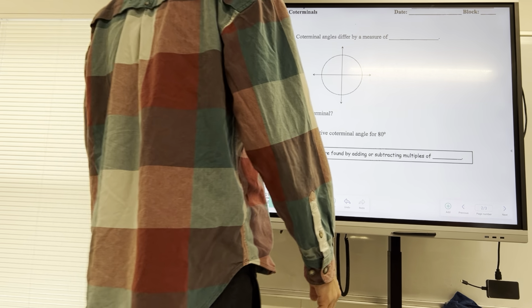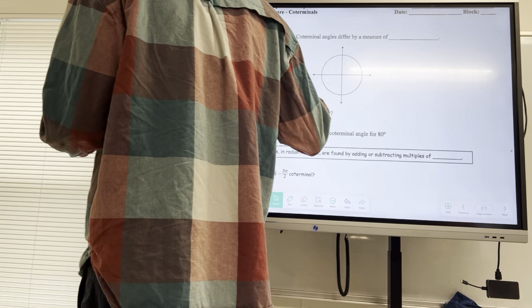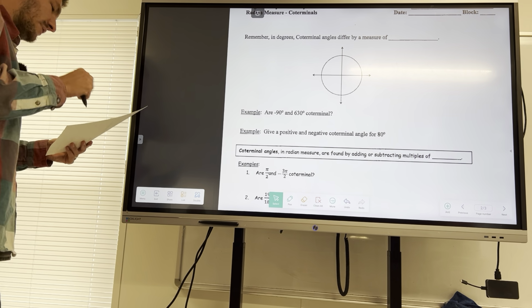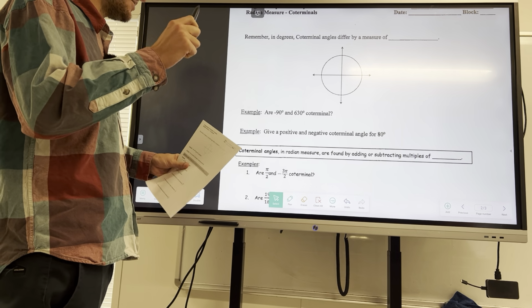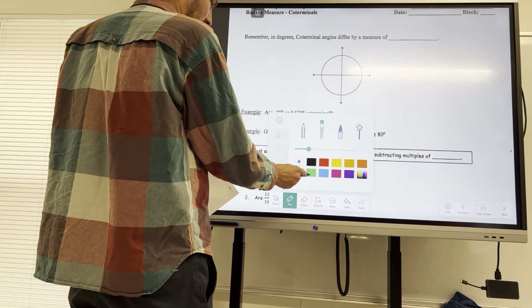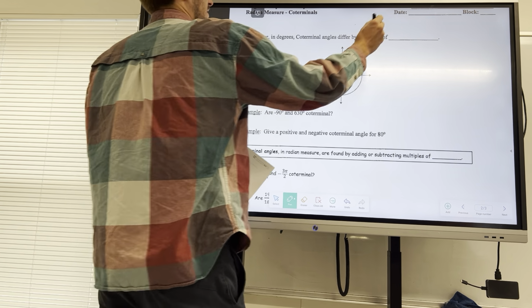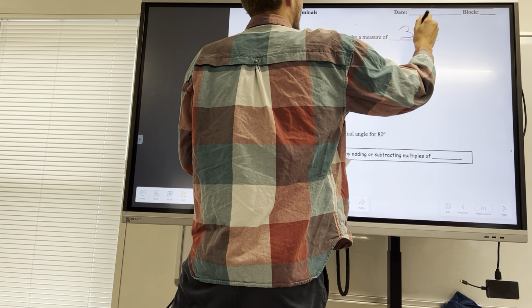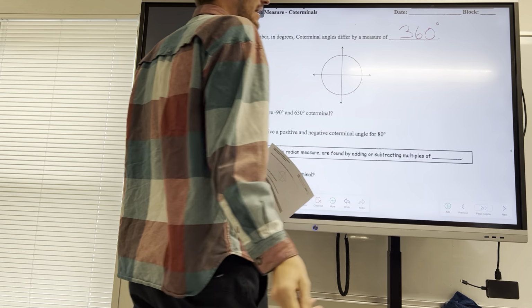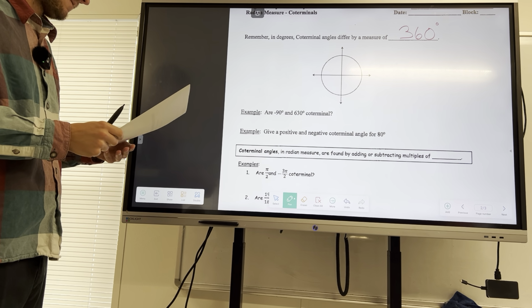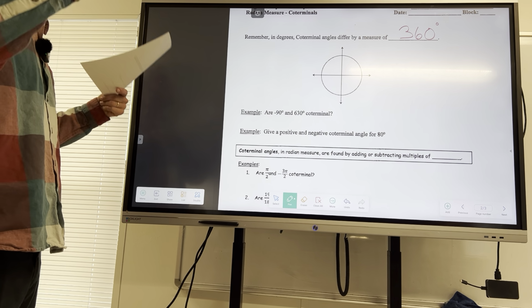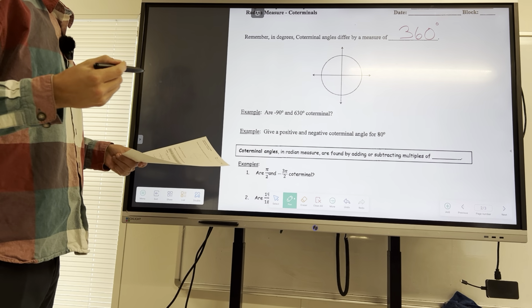Okay, let's take a look at this. We've got the piece of paper I got on the board. Remember, in degrees, coterminal angles differ by a measure of, who's got that number? 360. I'm sure we all knew that. Maybe we're still just kind of organizing ourselves and getting ready for the notes. Coterminals differ by a measure of 360.